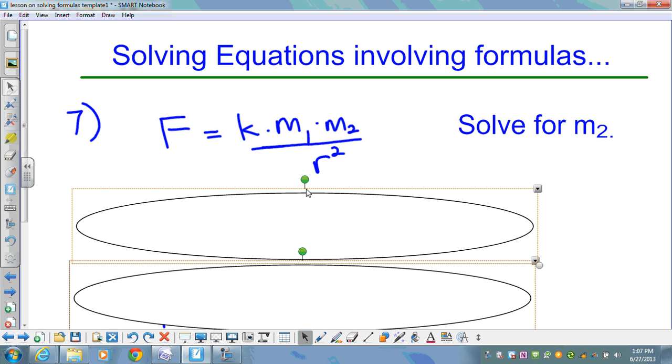And this is a formula you might see in your physics classes. Basically, the force of attraction between two bodies of mass 1 and mass 2 that are separated by a distance of r. But you don't have to worry about what it represents for this particular example. Just look at it as an equation. You have a formula, an equation that has several variables. We're trying to solve it for one of those variables. So treat everything else as a constant. So how would you begin this question?